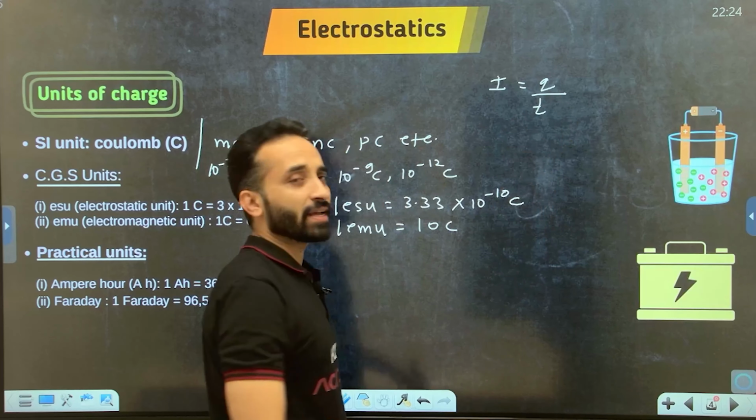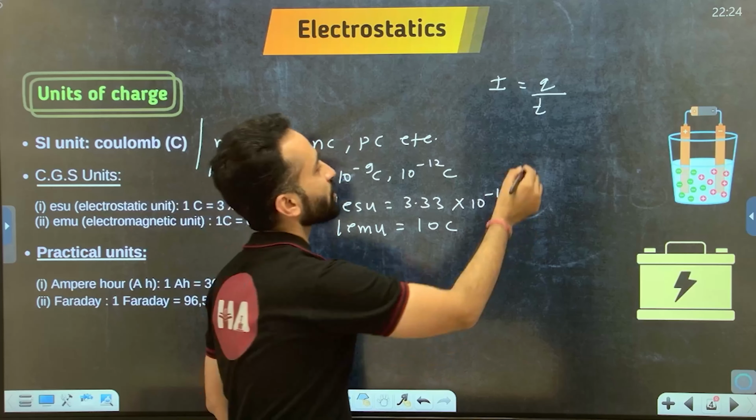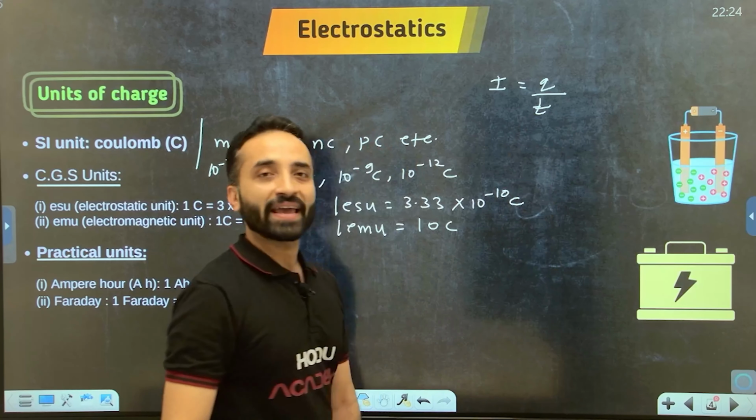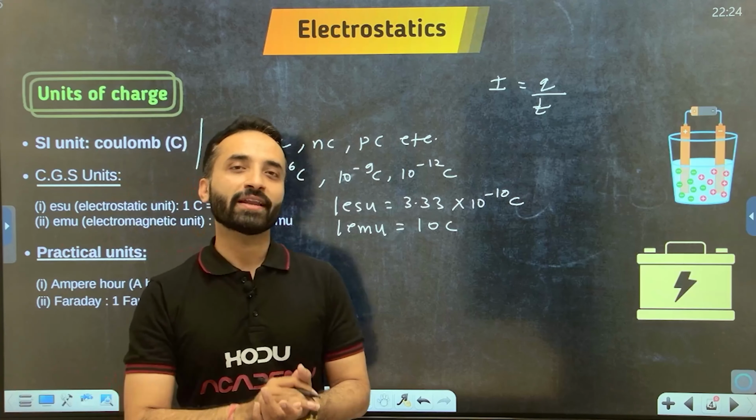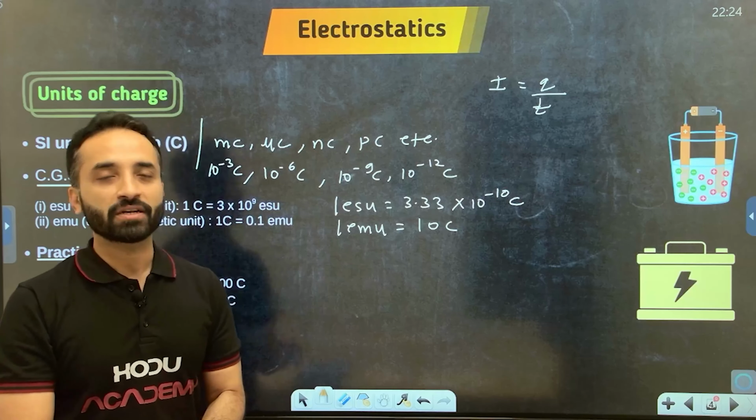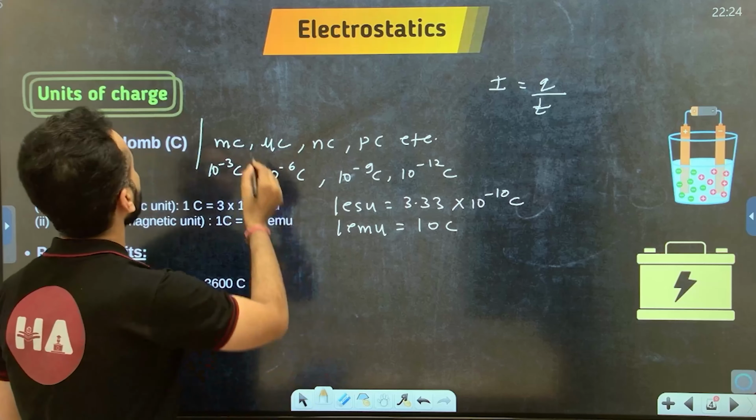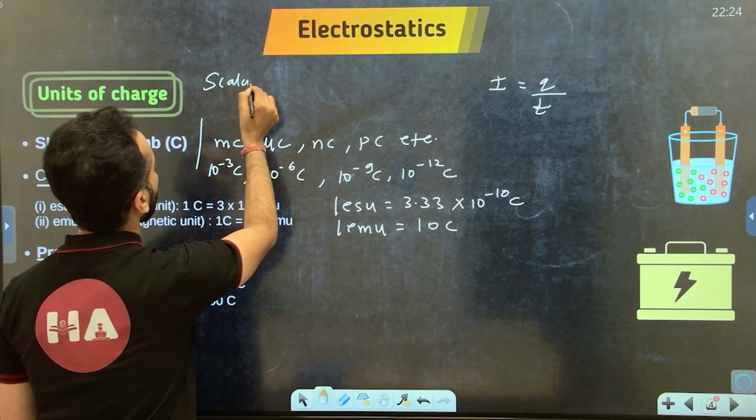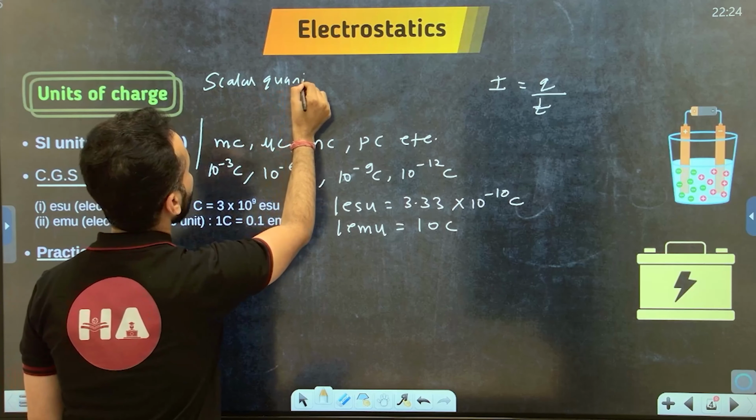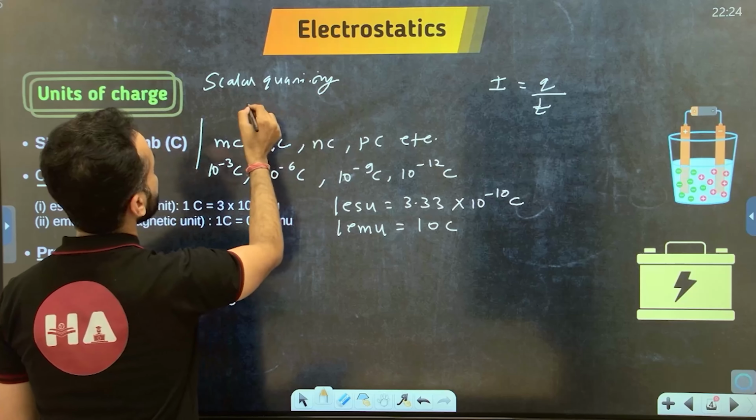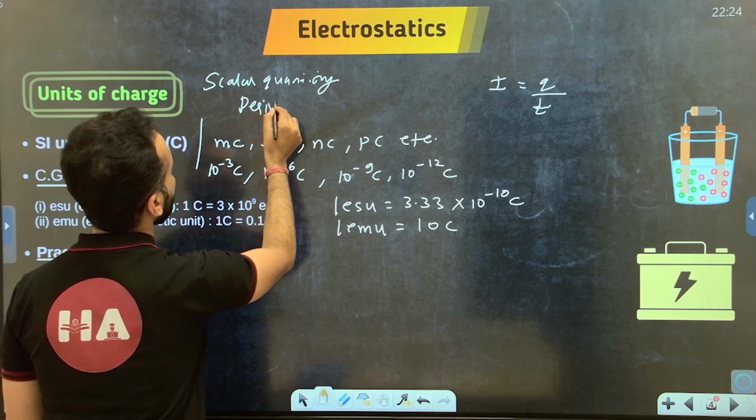In fact, when I say that current is charge flowing per unit time, one more thing that comes to my head is that if you realize charge is not a fundamental quantity, current is the fundamental quantity. So charge is of course a scalar quantity, it does not have a direction, and it is a derived quantity, my dear students.